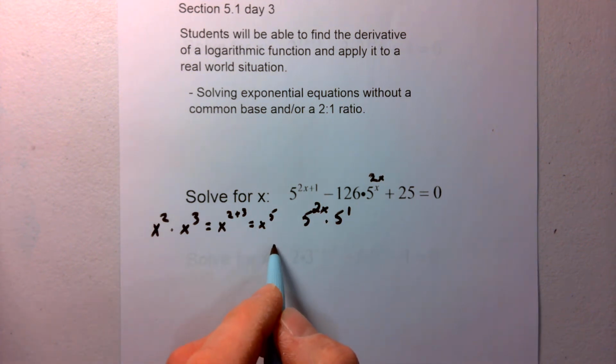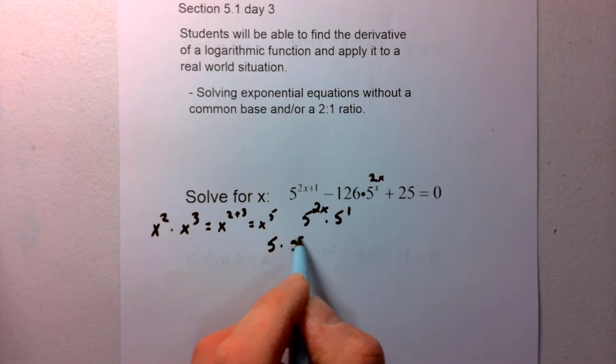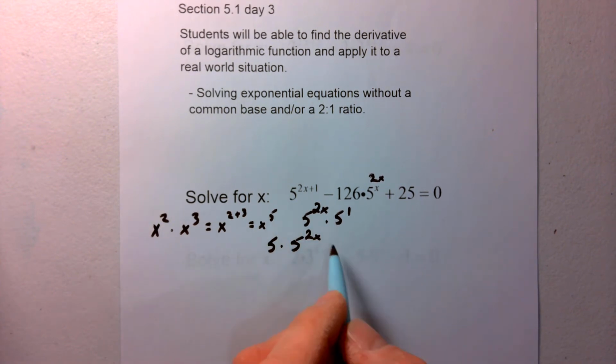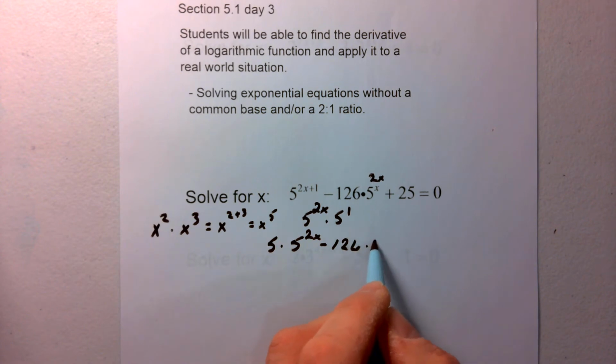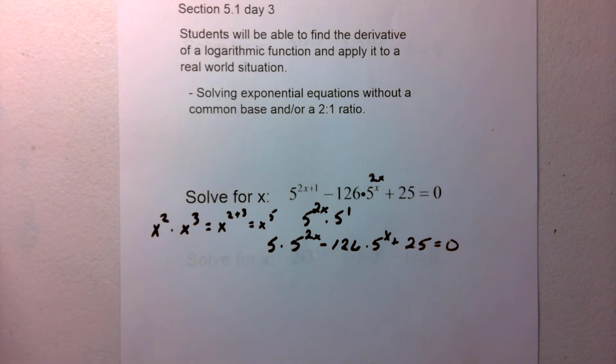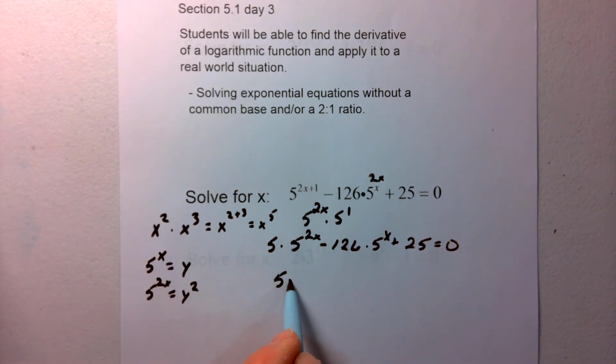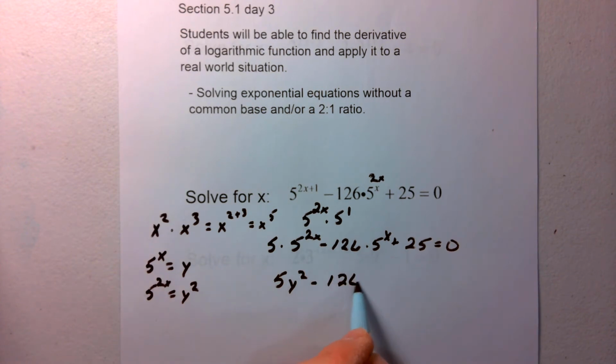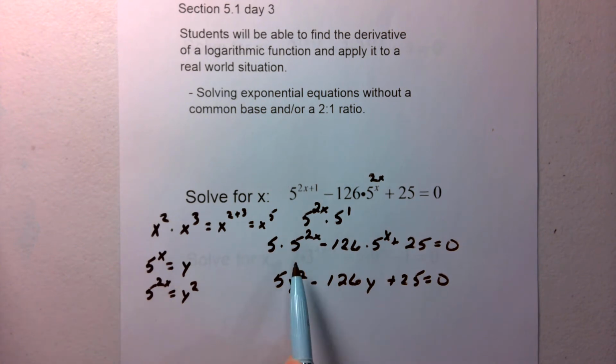So now what I can do is write this as 5 times 5 to the 2x, or I can put my 1 there if I want, minus 126 times 5 to the x plus 25 equals 0. Now I have that 2-to-1 ratio, and now it becomes a problem that I saw just yesterday. So I can come off to the side and let my 5 to the x be my y value, and 5 to the 2x be my y squared. So I've got then 5y squared minus 126y plus 25 equals 0 when I do that substitution.